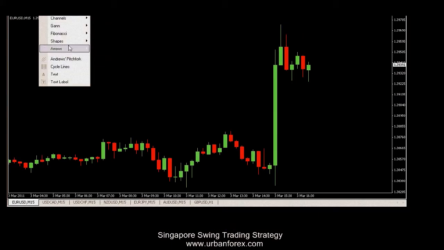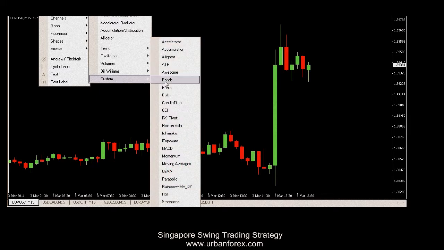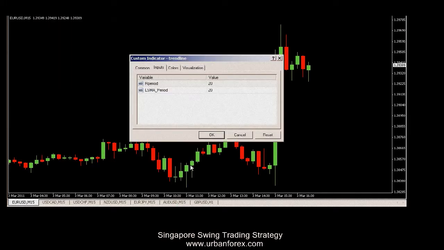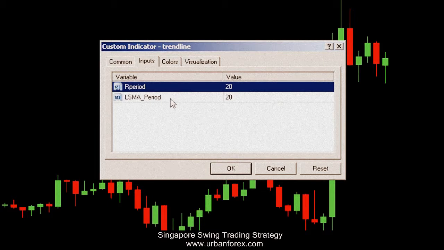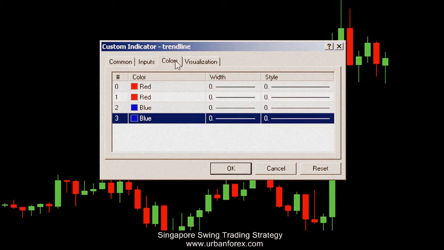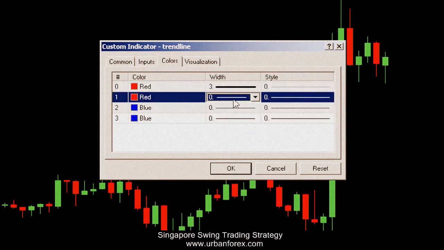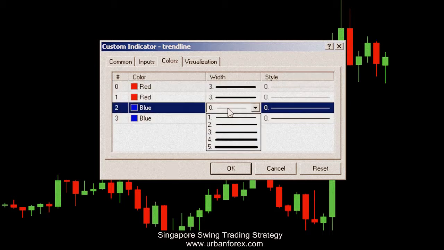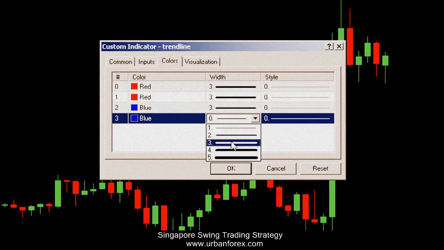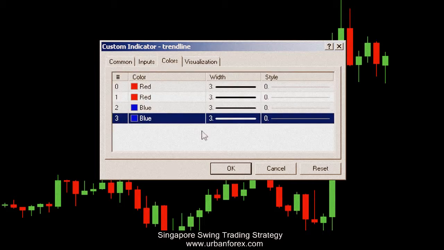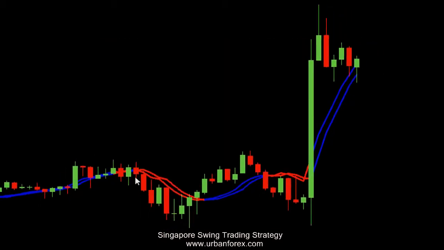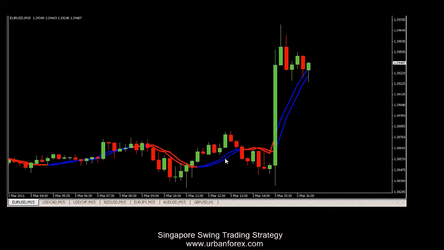Let's insert the custom indicator that you have downloaded, which is called the trend line. You want to keep the period at 20 and the LSMA period at 20. And what I usually want to do with the width is make it a little bit thick so I can view it quite clearly. Let's make those three as well, all of them at 3, and we can leave everything else the way it is. Alright, let's click OK. Everything is drawn. You can see an uptrend is in blue, a downtrend is in red.